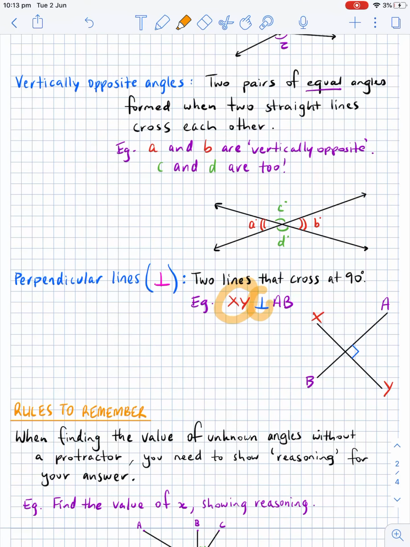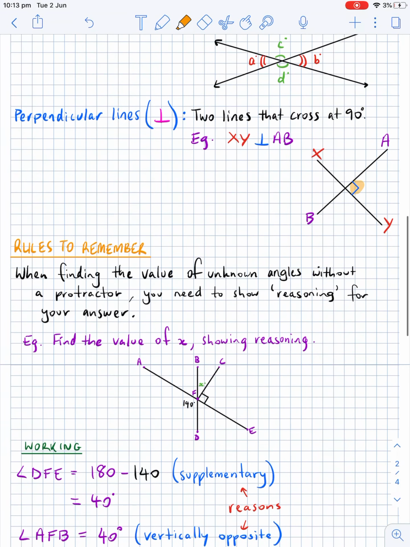So XY is perpendicular to AB because you can see that the line XY, called XY because the ends are X and Y, so that's our line right there, is perpendicular to the line AB because they cross at a right angle. If that's a right angle there, all these angles have to be right angles as well, because they're going to be vertically opposite as well.